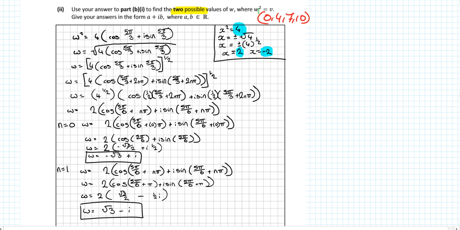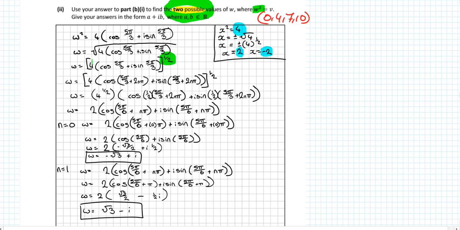So I know that W squared is equal to V, which was my answer to the first part. W squared is equal to this, which is my V, which is my answer to B part 1. W squared is equal to this. But I want to get W. I want two answers, two possible values. So if I get the square root of this right hand side, well, a square root can also be written as a power of a half.